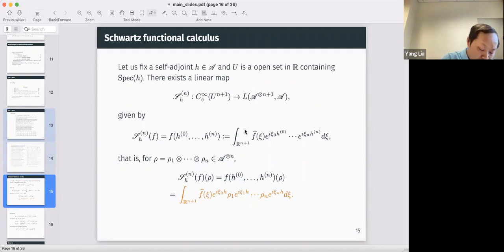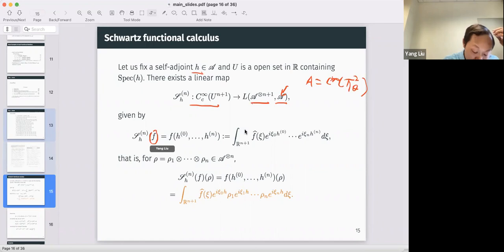Let's fix a self-adjoint H. Given any smooth function with compact support around the spectrum of H, you can define a linear operator from the n plus one tensor to A. I'd like to use the language from Hochschild homology or cohomology, just co-chains: a multilinear functional valued in A. You can take A to be our favorite example. How do we obtain this multilinear functional, or co-chain, given F?